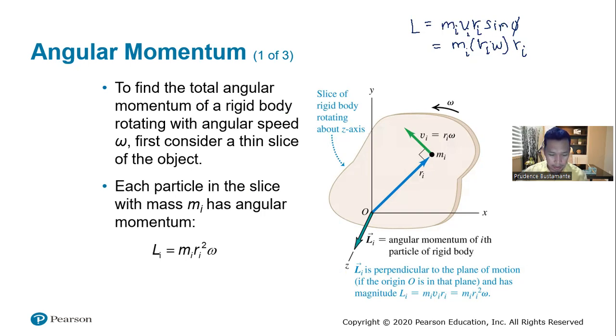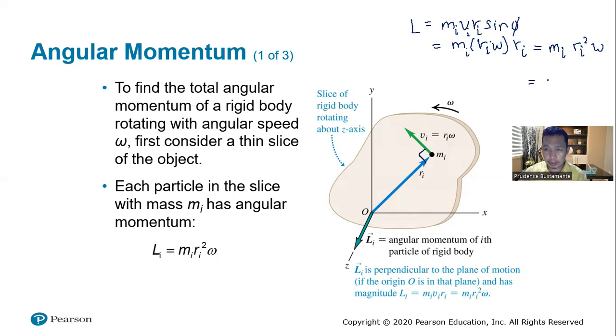For sine, since the r and vi are 90 degrees perpendicular, sine of 90 is just equal to 1. So we have m i ri squared omega.